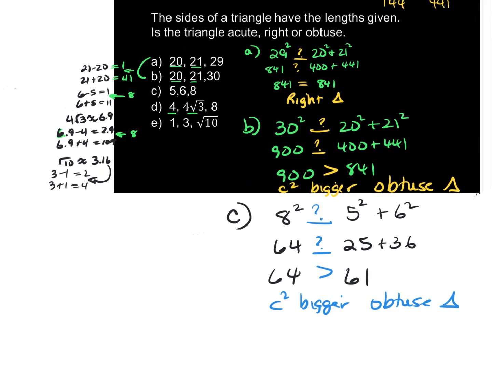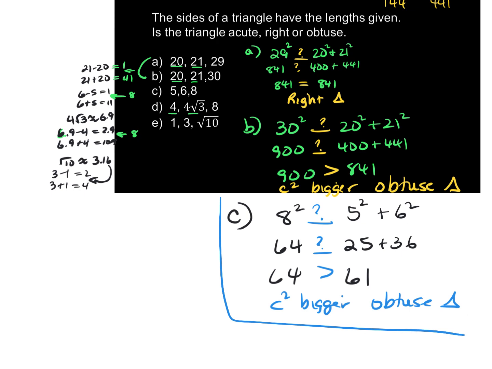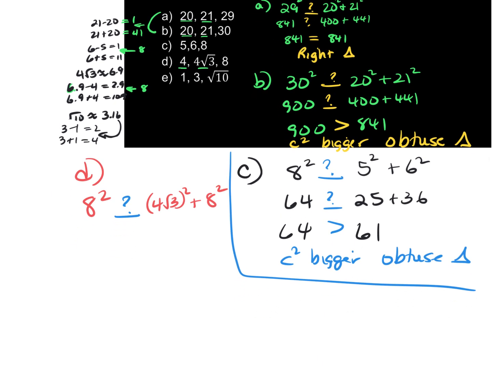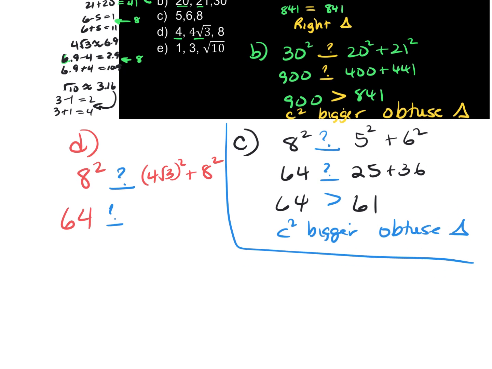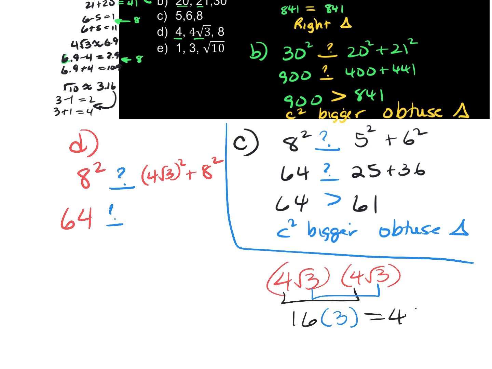For part D, my numbers are 8, so I'll square the 8. Again, I don't know the symbol. And then 4 square root 3 squared plus 8 squared. So remember, this one will become 64. For the 4 square root 3 squared, remember you can do this. Multiply the two outsides together, you get 16. You got a pair of square root 3s, so that just comes out. So this answer is 48.